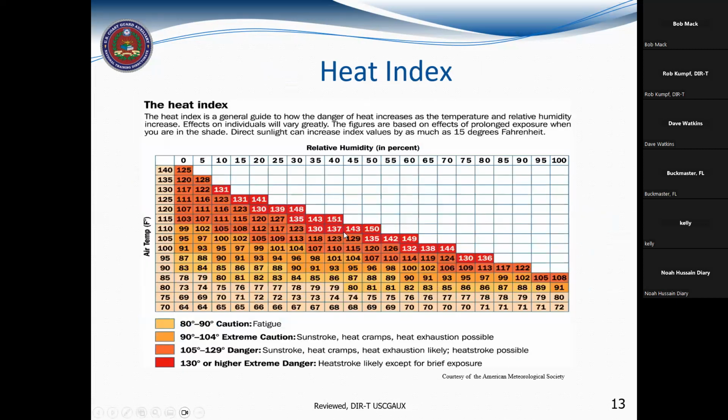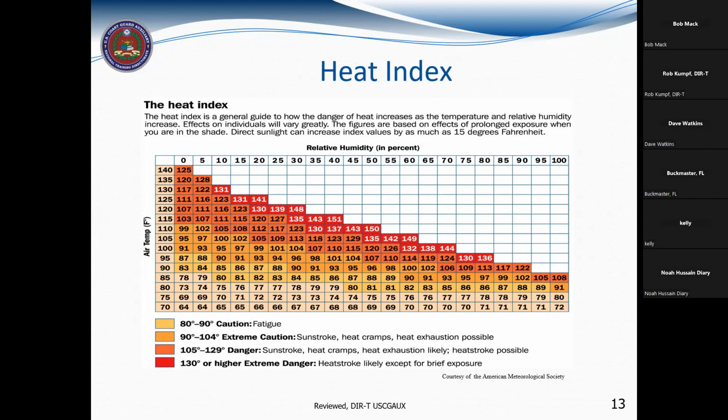Next slide, please. So this is the heat index chart I was talking about. Download this, take a picture, and keep it on your phone so that when you are preparing to go out for a mission, you can see what the heat index is going to be with the relative humidity. So this week, it's been in the 80s here in Missouri.